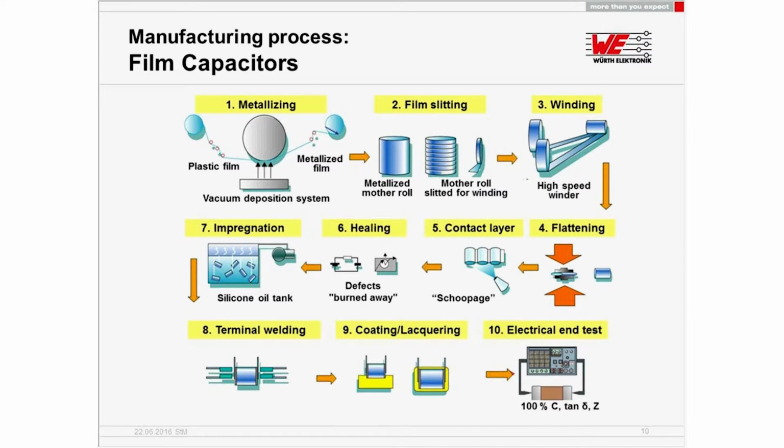The next stage, for the fifth step, you go with this coil into so-called schoop patch. There will be applied a contact layer of metal. It's a spray metal deposition, and afterwards you can do directly a burn-in, so that some bad areas of metal film can be burned off. But I will explain self-healing later.